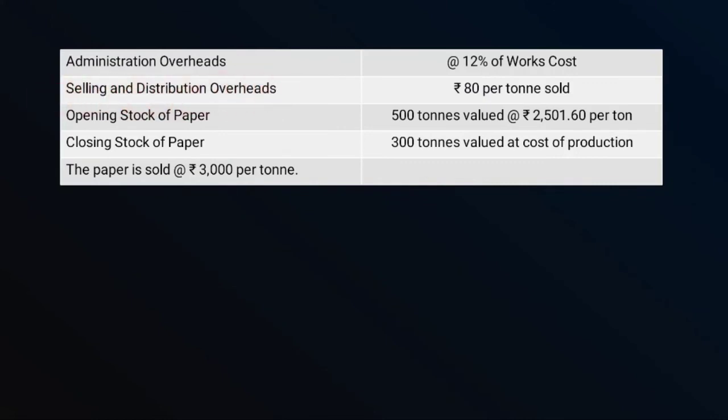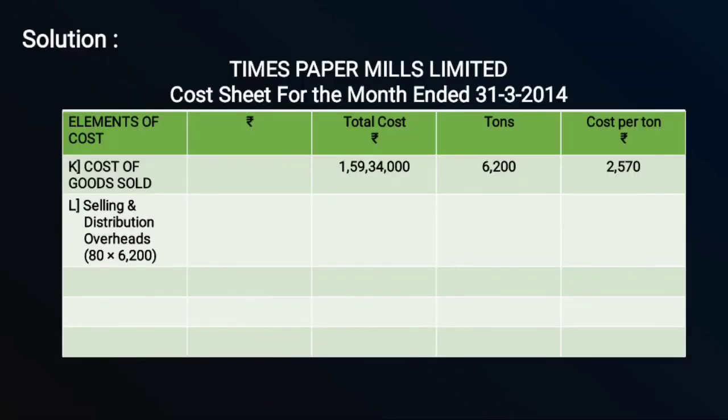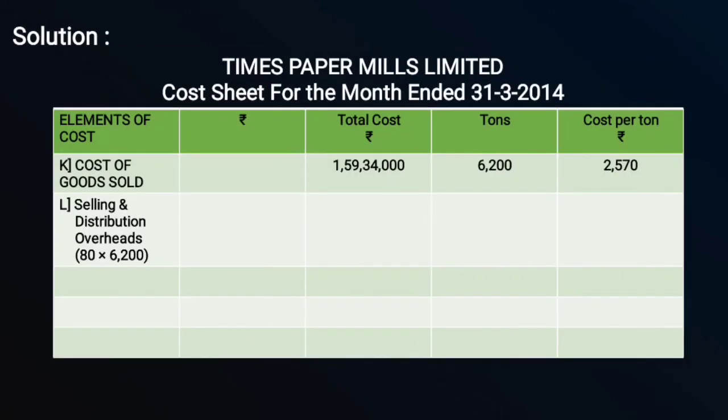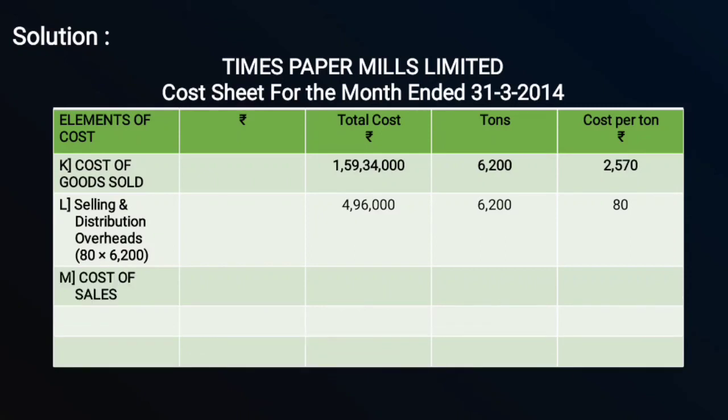Next, selling and distribution overheads is given as rupees 80 per ton sold. So selling and distribution overheads will be 80 into 6,200, that is per ton sold. So the total cost of selling and distribution overheads will be rupees 4,96,000. Tons will be 6,200 and cost per ton will be 80. Part M, cost of sales. So the cost of sales amount will be rupees 1 crore 64 lakh 30,000. Tons will be 6,200 and cost per ton will be rupees 2,650.